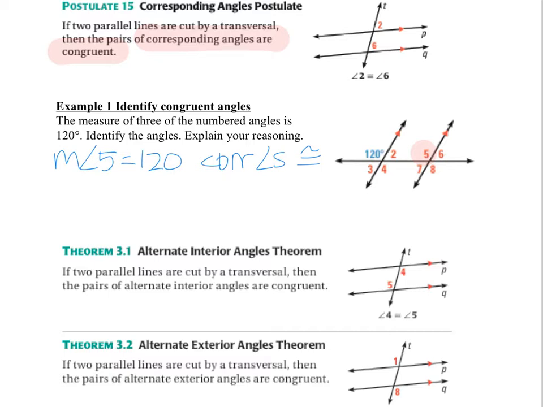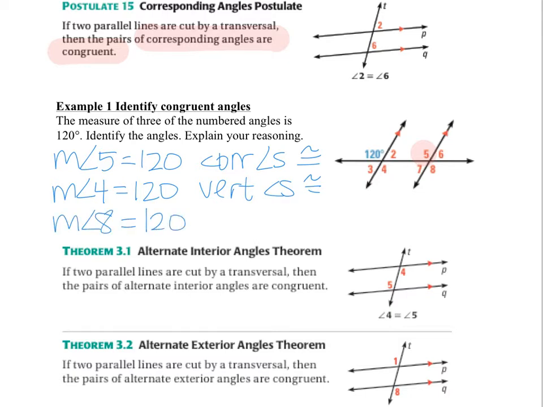And if we look at the 120 degree angle, angle 4 would also be 120 because it's a vertical angle to the 120 degrees. And then the same case, or even saying corresponding to 8 or to 4 would be 8. So you could do two things there. Either it's vertical angles congruent or corresponding angles congruent.